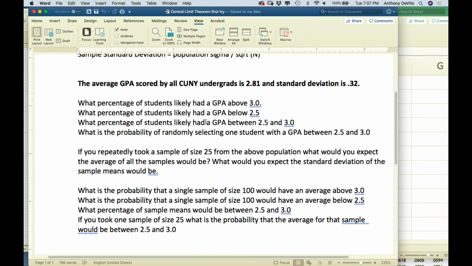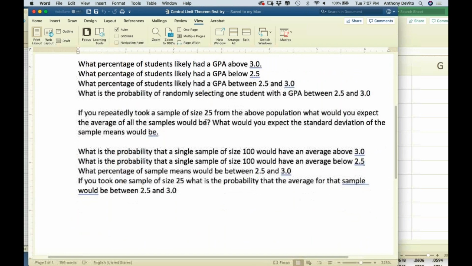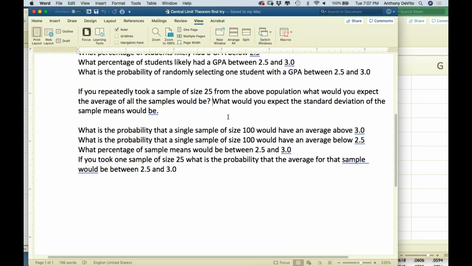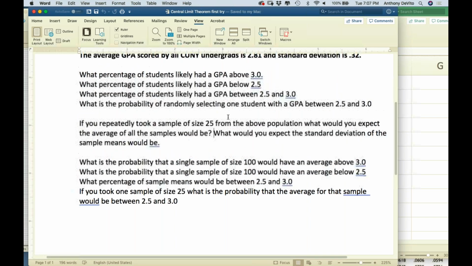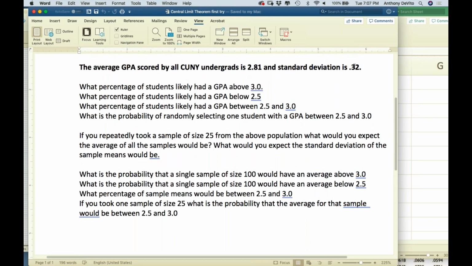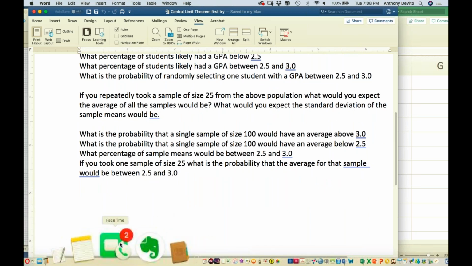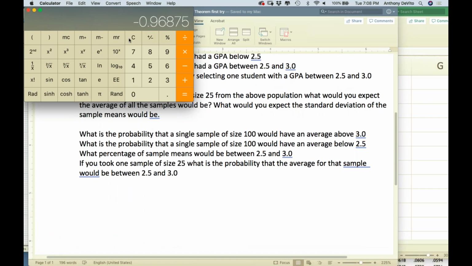Up here we worked with the population. We took a sample size of 25 from the population. What would you expect the average of all of the samples would be? Same as the population, 2.81. What would you expect the standard deviation of the samples would be? Well, we'd expect it to be 0.32 divided by the square root of 25, which is 5. 0.32 over 5 is 0.064. That's going to be our standard deviation for our sample means.